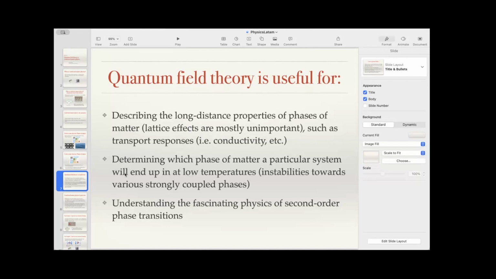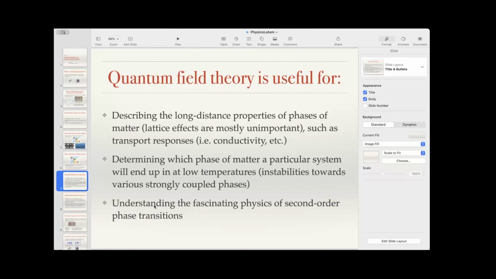The other thing that we do with quantum field theory is we can use it to say, well, my material looks like this at high temperature. Okay, this is usually done for metals. So maybe we have something that's a metal at high temperature. As we cool it down, what's going to happen to it? Okay. And so we can use quantum field theory to look at instabilities towards certain kinds of phases as the temperature goes down.